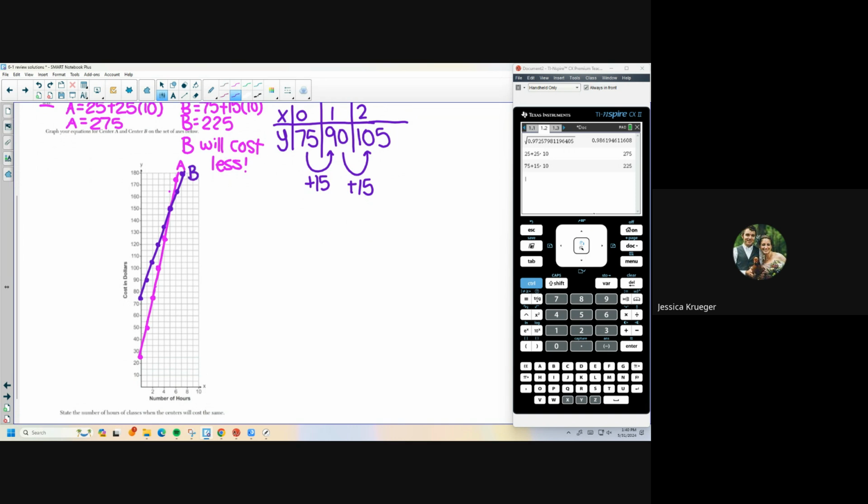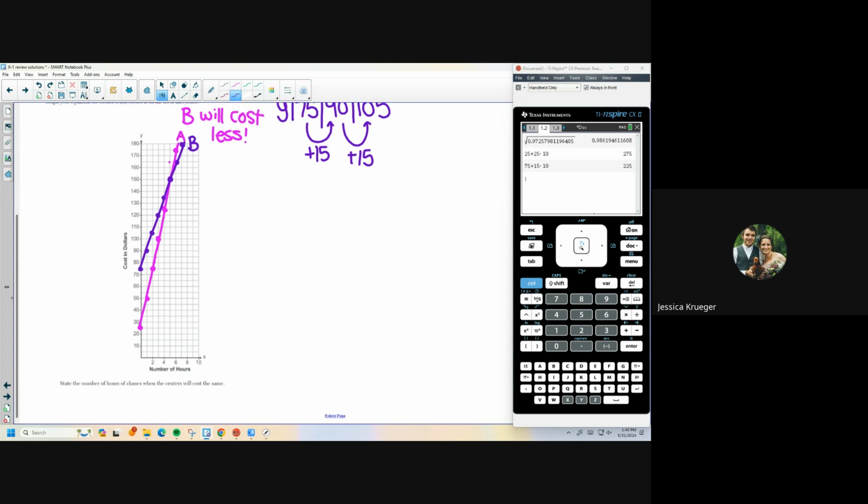At the bottom, it says state the number of hours of classes when the centers will cost the same. State the number of hours. So if I look at my intersection, my number of hours is 5 hours. It doesn't ask me what the cost will be. It just says state the number of hours. It doesn't ask me to justify, so I don't have to worry about providing any kind of calculation. And I'm done.